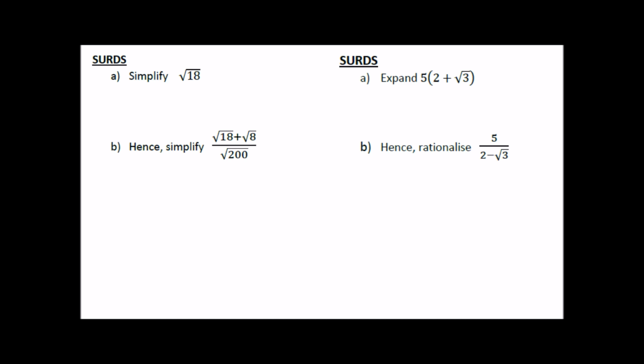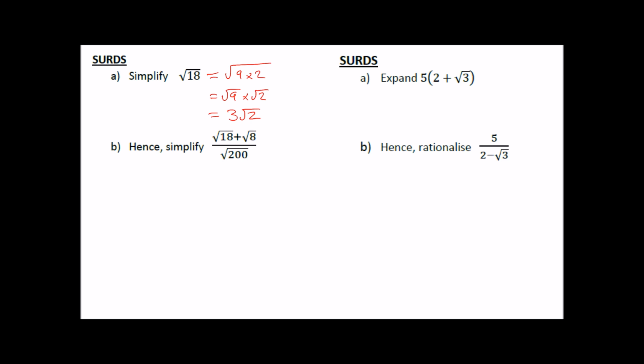Surds. So simplifying surds is quite easy. We look for a square number that goes into that. So the square number that goes into 18 is 9. So I can write that as 9 times 2. The reason for looking for a square number is that I can actually square root the 9. And the square root of 9 is 3. So that would simplify to be 3 root 2.